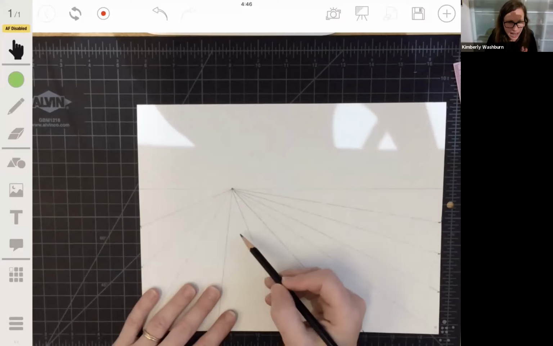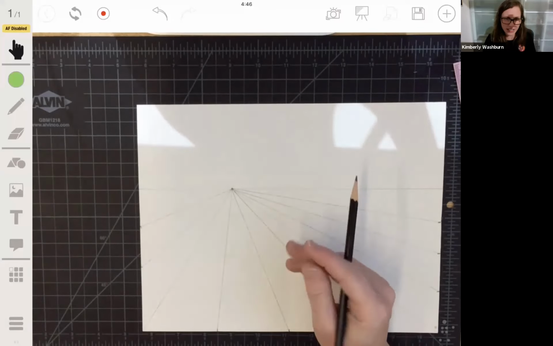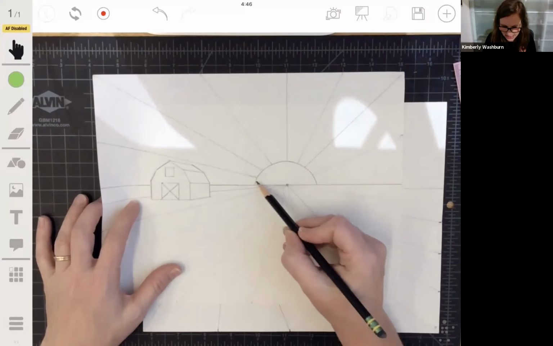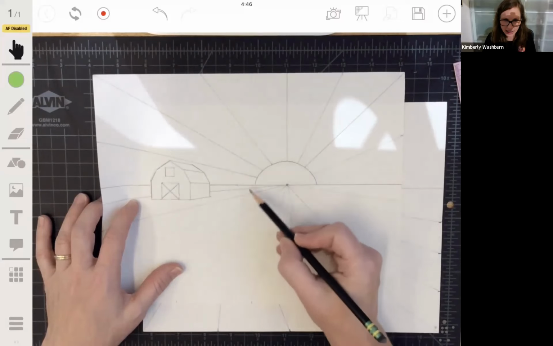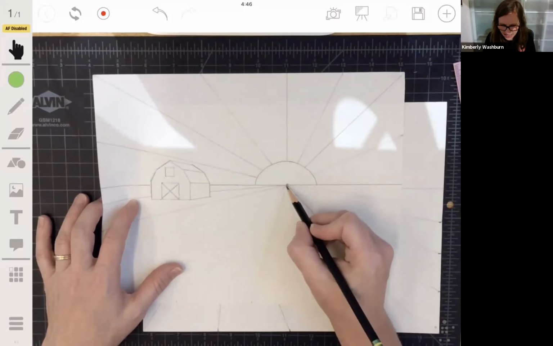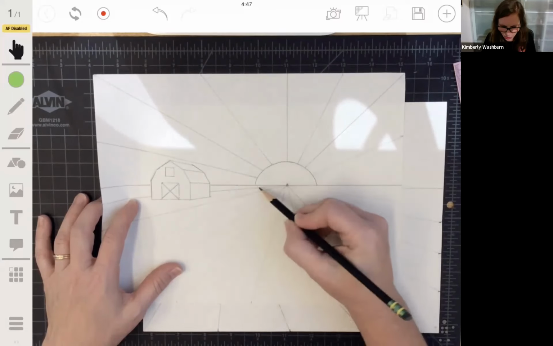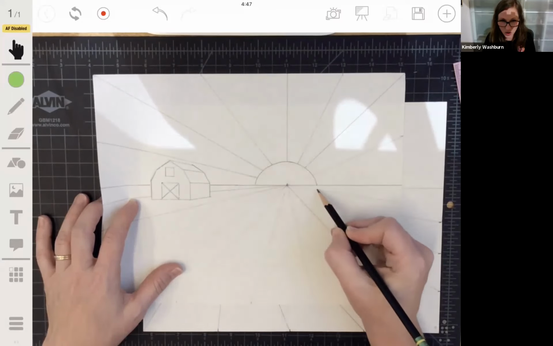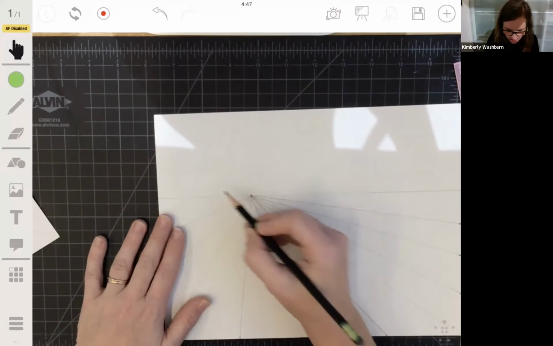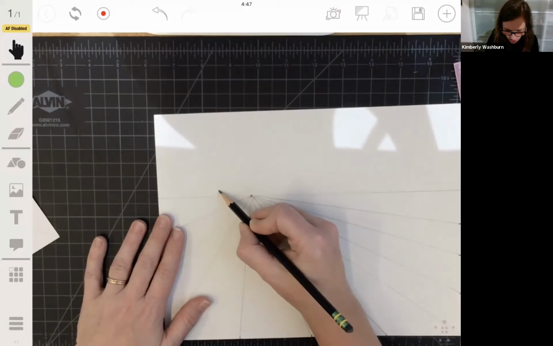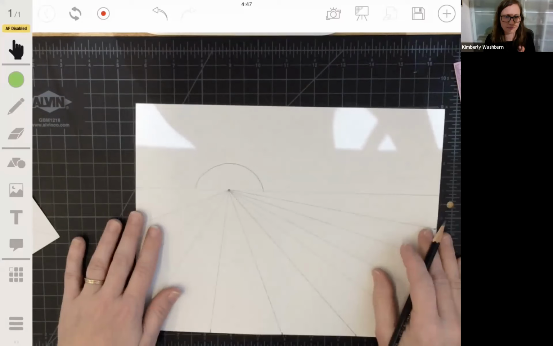So now, the next thing we want to draw is the sun. So this could be a sunrise scene or a sunset scene, but here we have the sun on the horizon line. You can see that. And the sun is kind of centered over the vanishing point. So wherever your vanishing point is, you're going to make sort of a half circle sun. So I'm going to find my vanishing point, and I'm going to make a half circle sun. That's kind of in the middle of that.